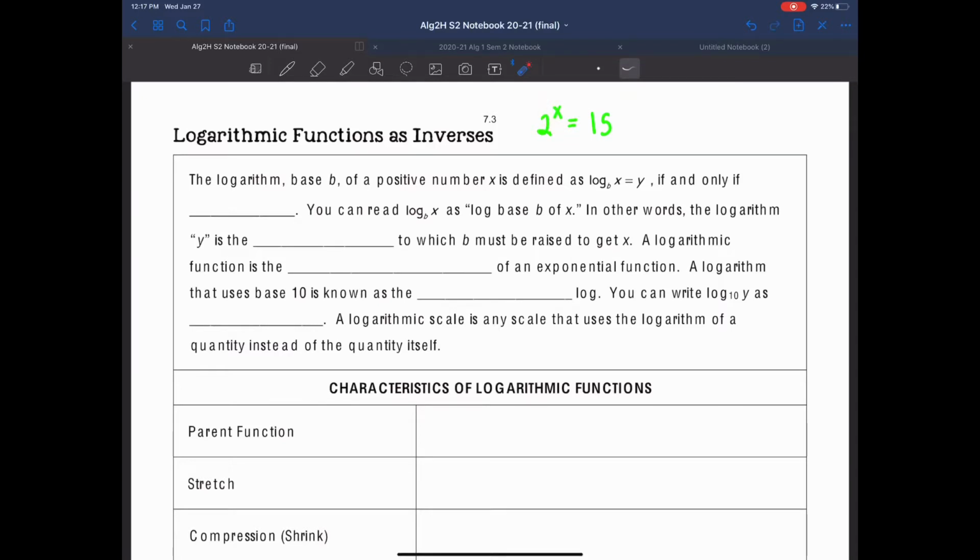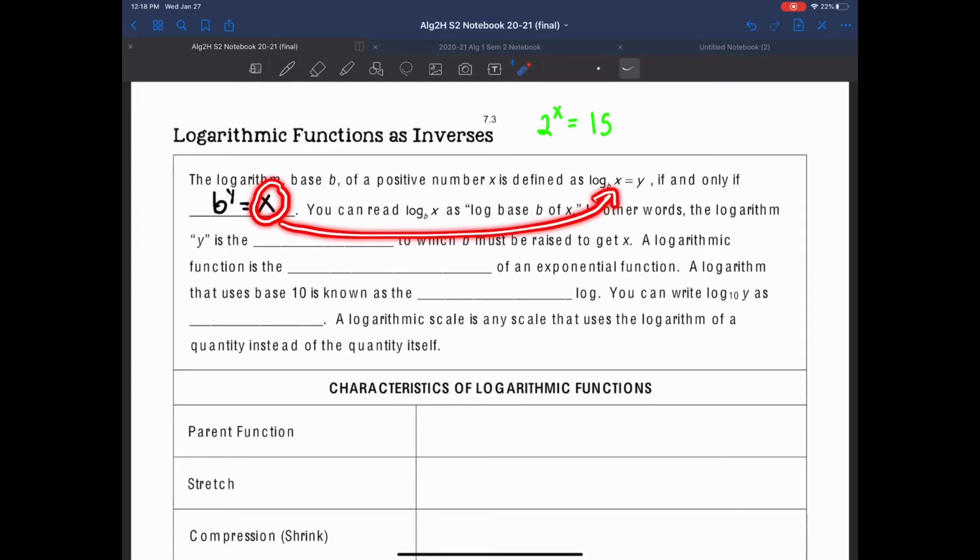So the logarithm, base b, of a positive number x is defined as log base b of x is equal to y if and only if b to the power of y is equal to x. So essentially, we use the logarithm function to figure out what the answer for the exponential variable is going to be. So what I could do is use the base of my exponent, plug that in as the base of my logarithm, and then plug in whatever's on the right-hand side of the equation. So the answer, I could plug that into the logarithm as well.